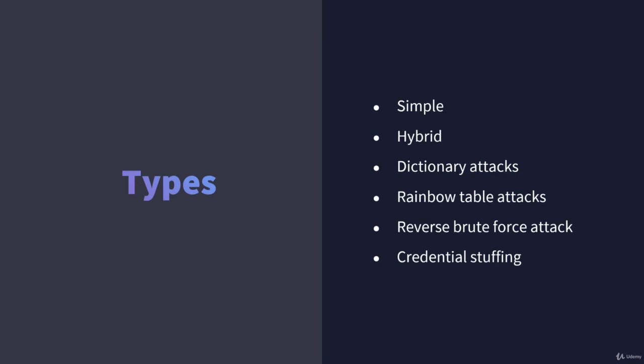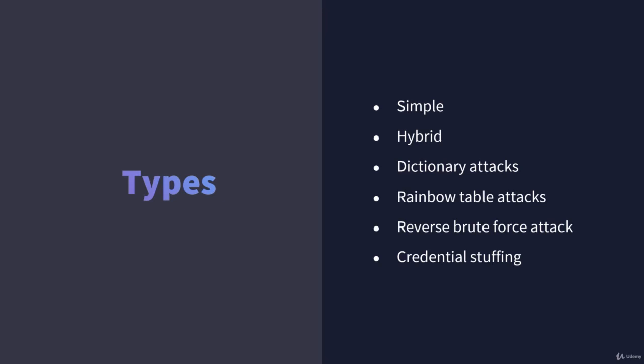We have 6 main categories. The first one is a simple brute force attack. This uses a systematic approach to guess that doesn't rely on outside logic. Second, hybrid brute force attacks. This starts from external logic to determine which password variation may be most likely to succeed, and then continues with a simple approach to try many possible variations.